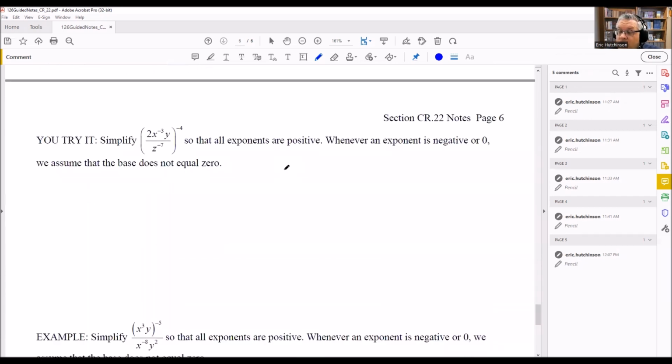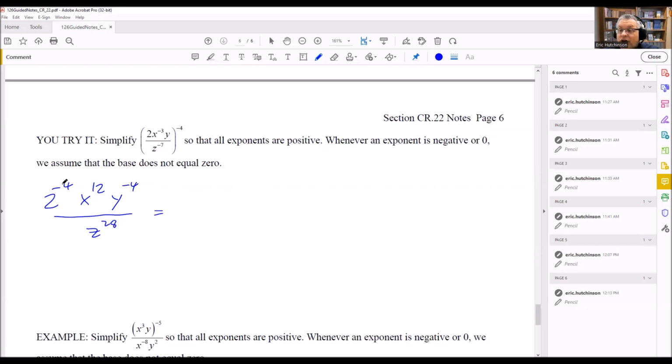Let's do one more of those. Okay, so everything here, we're going to raise to the power of -4. We have 2 to the power of -4. x to -3 raised to the power of -4. You're going to multiply the exponents. That's going to become x to the +12. We have y to -4. In the bottom, the z, we're going to multiply these. -7 times -4 is 28.